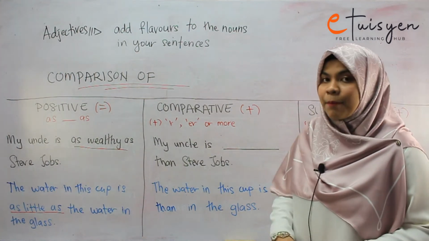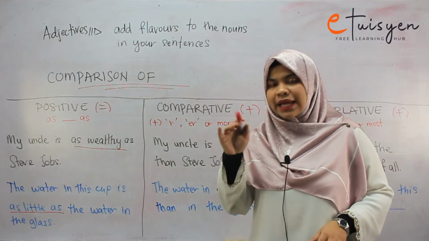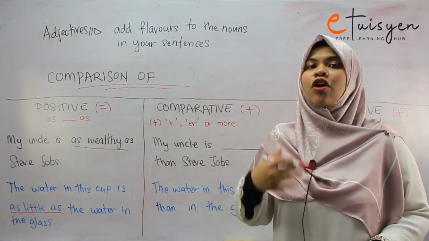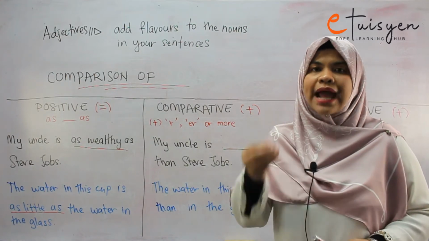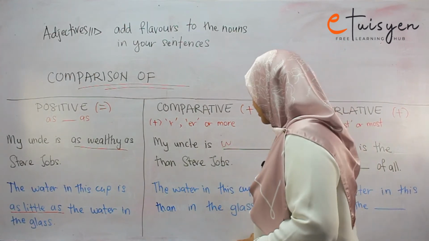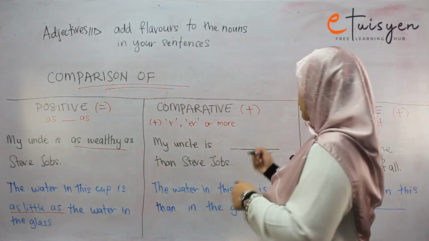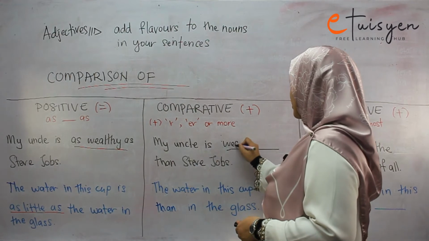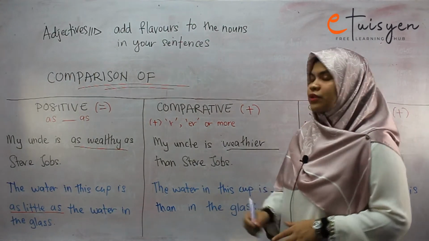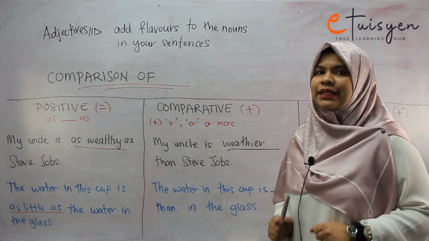You add ER. But the thing is, if you add ER to wealthy, with the Y, that's not right. You have to change the Y to I to have the right spelling, okay? Sorry, I wrote with a black marker. Let's use a black marker so you won't get confused. So, wealthier than Steve Jobs. This means my uncle has more money than Steve Jobs. Okay, so that's what this sentence means.